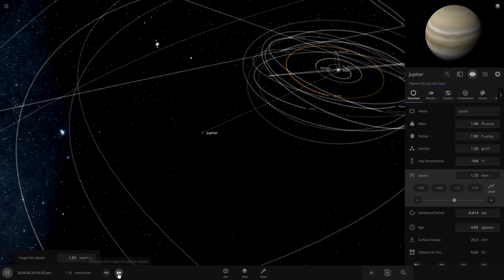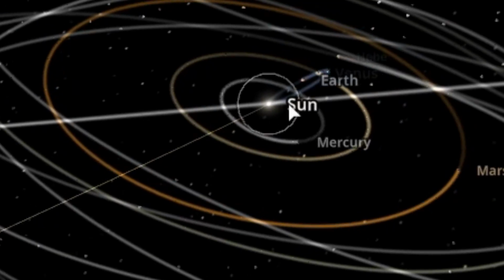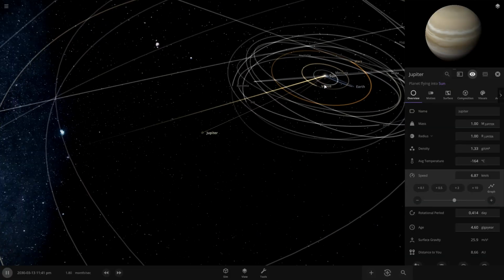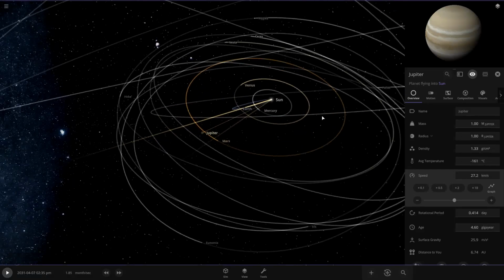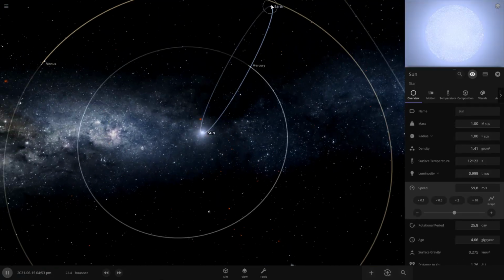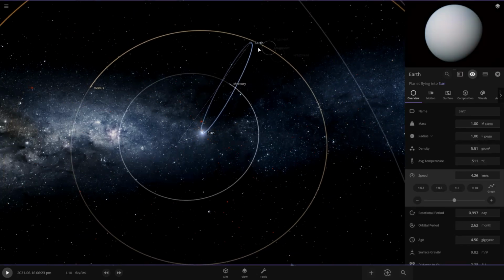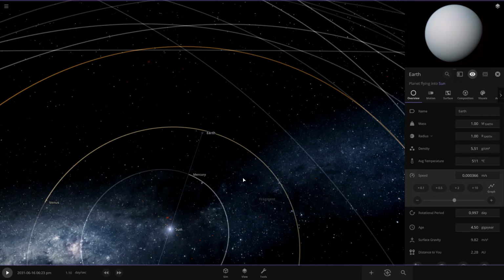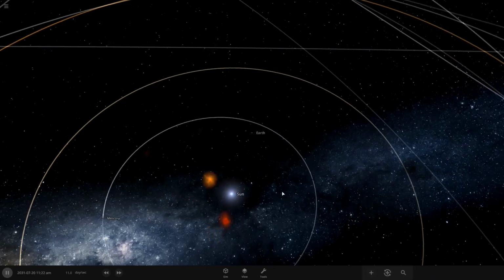I'm just going to speed up time a little bit. Let Earth do its fun little dance as it gets incinerated. Sorry, Earth. Look, Jupiter's here now, though. And yeah, let's just go ahead and end Earth's misery. There. No speed for you. Goodbye, Earth. And now you're in the sun.